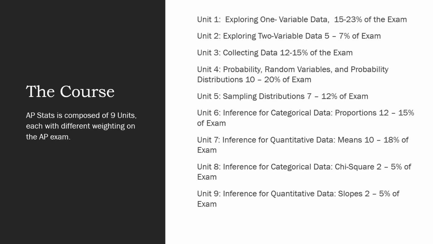Now, for the course itself, AP Stats is composed of 9 units. Units 1 and 2, you have exploring 1 and 2 variable data. In unit 3, you're going to learn how to collect data. In unit 4, you're going to be looking at probability and probability distributions, which you might see a lot in your multiple choice. Unit 5, you'll have sampling distributions. And in units 6 through 9, you'll have different types of inference: proportions, means, chi-square, and slopes.